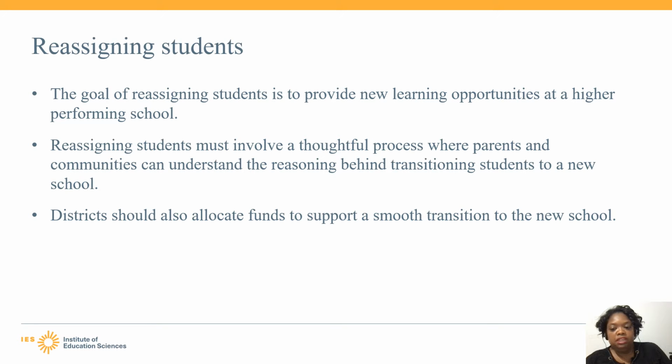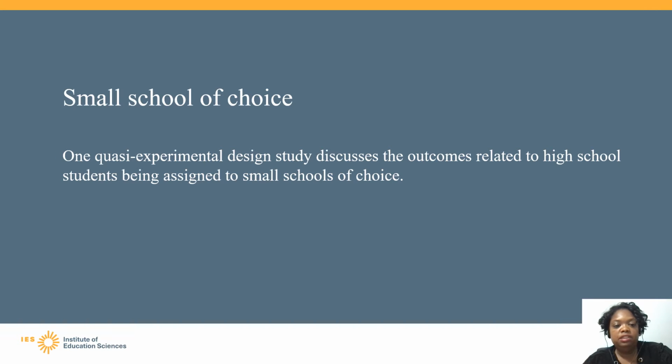The research presented in this video will discuss students experiencing a closure and reassignment, as well as the impacts of other school improvement models. There are very limited, well-designed, rigorous studies on the effects of reassignment on student outcomes. One quasi-experimental design study discusses the outcomes related to high school students being assigned to small schools of choice after the closure of 31 large failing high schools.